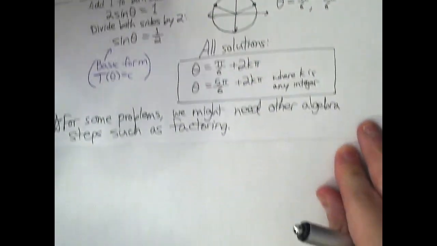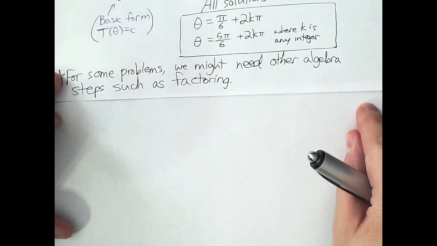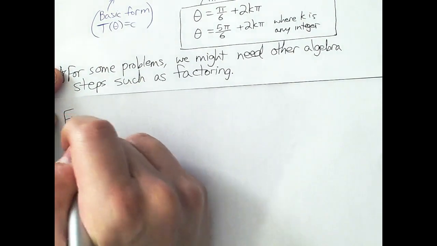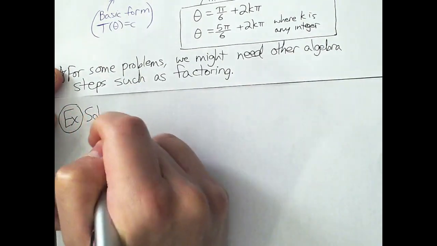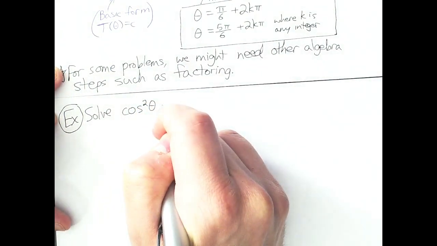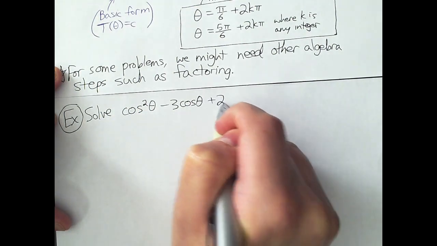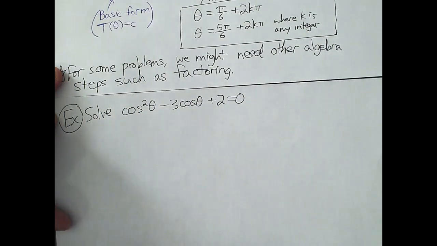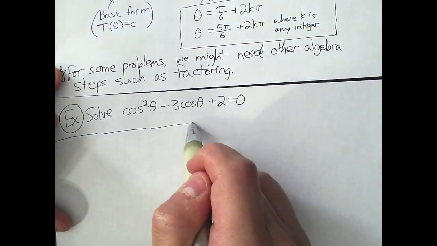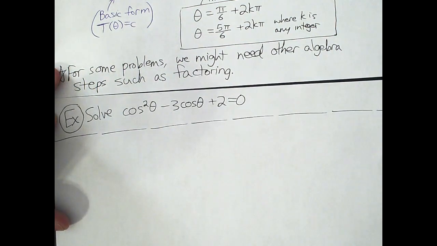So sometimes we can't actually get it into the basic form, and we need to do something else instead. And you have to kind of figure it out based on what the problem looks like. So let's say I want to solve cosine squared theta minus 3 cosine theta plus 2 equals 0. And I'll talk us through this one. I don't think we're going to be able to get this into basic form. I think the cosine squared is what's going to throw us off.